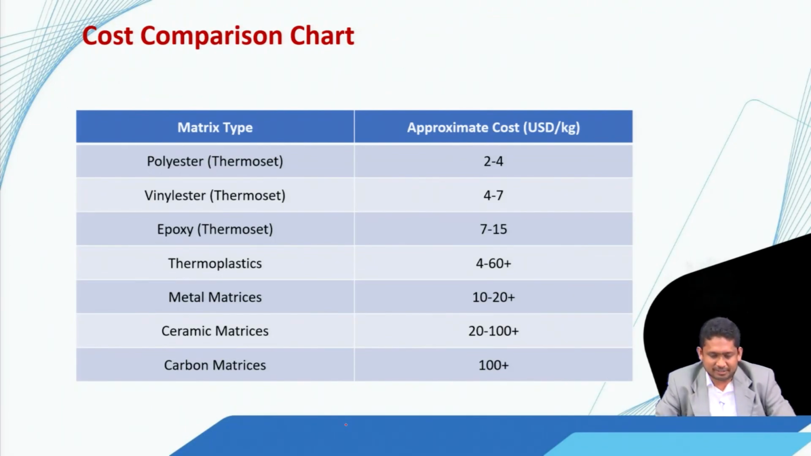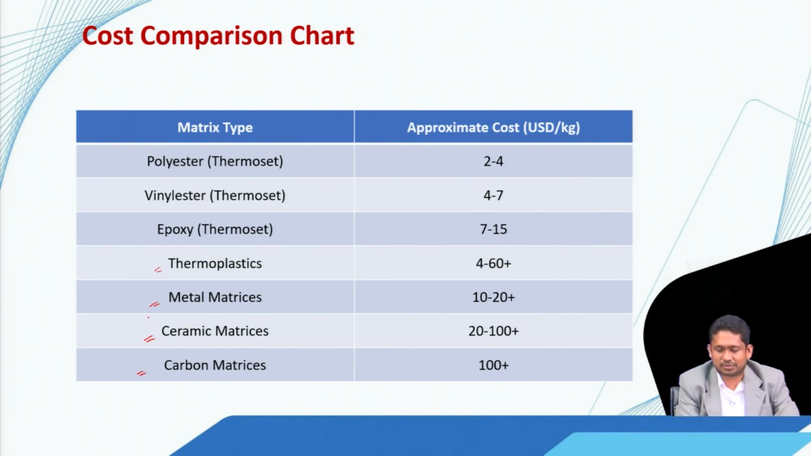Here we can see a comparison of the costs. Carbon matrices cost more than 100 USD per kg. Ceramic matrix ranges from 20 to 100. Metal matrix 10 to 20 plus. Thermoplastics 4 to 60. And then there are the thermosetting matrices: polyester is cheaper, vinyl ester is in between, and epoxy is more costly.